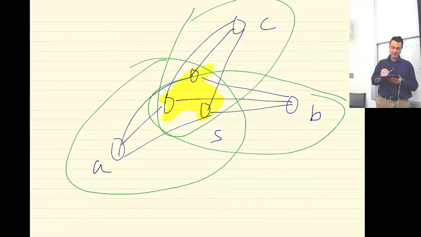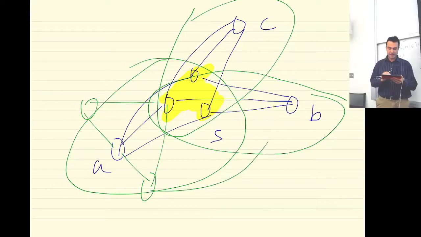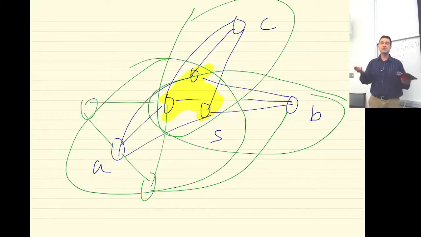And there could be lots of other stuff involved in all this as well. Like there could be other pieces of the graph here. But because it's a separator, this piece can't connect to B. Because if that was the case, either directly or indirectly, then S wouldn't be a separator.